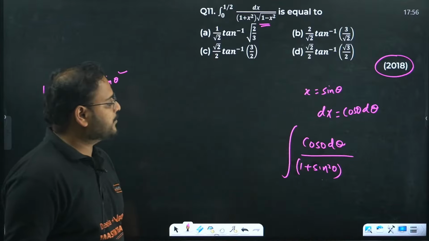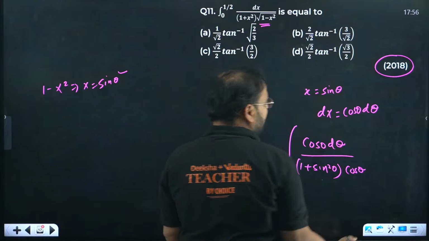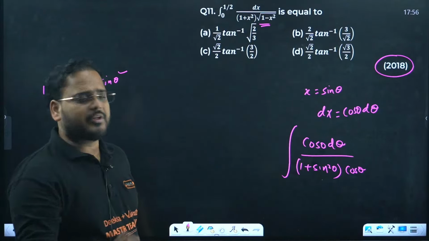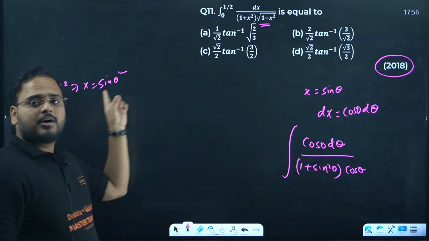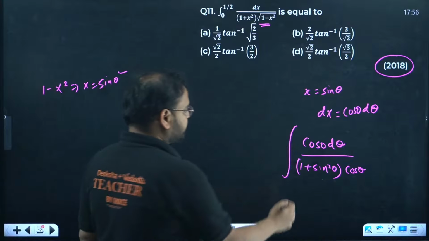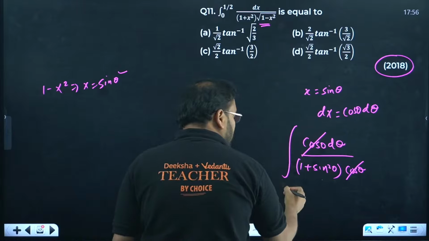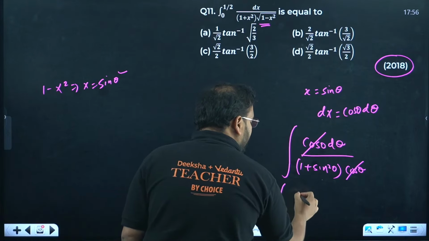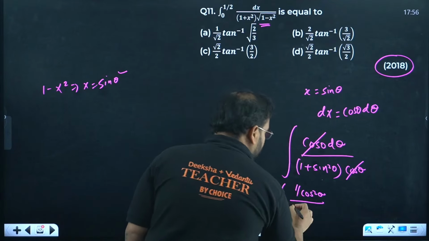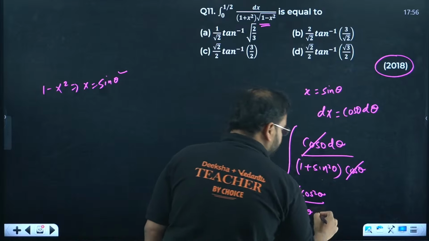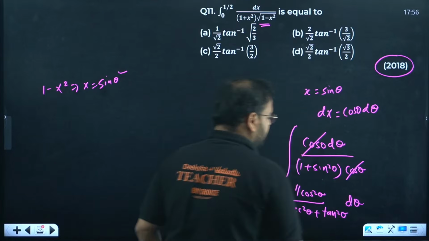1 plus sin square theta is what we have over here, and this becomes cos theta. I hope no clarification is required, because if you take x as sin theta, this becomes cos square theta, so the root becomes simply cos theta. Now do one thing, divide everything by cos square. So you'll have 1 plus 1 by cos square in the numerator, and over here again secant square theta plus tan square theta d theta.